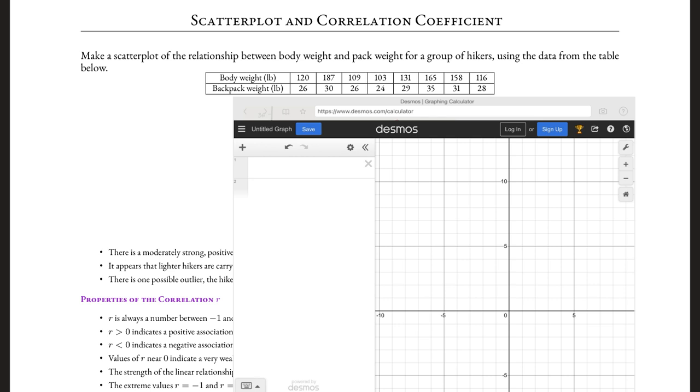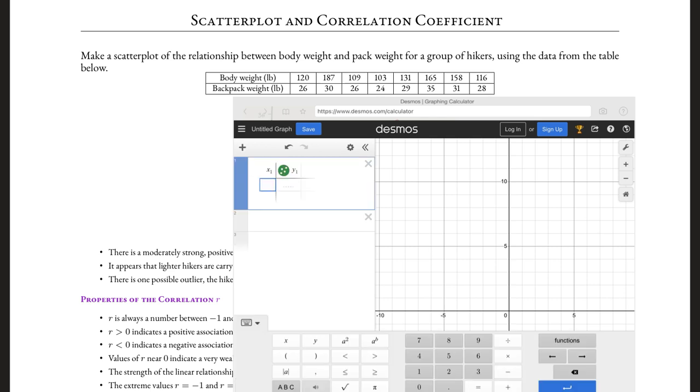With Desmos.com, first, we need to input the values in a table by clicking the plus sign and then table. X1 represents the body weight and Y1 represents the backpack weight. For the first individual, the body weight is 120, who carries a backpack that weighs 26 pounds. For the second individual, 187 pounds, with a backpack weight of 30 pounds.